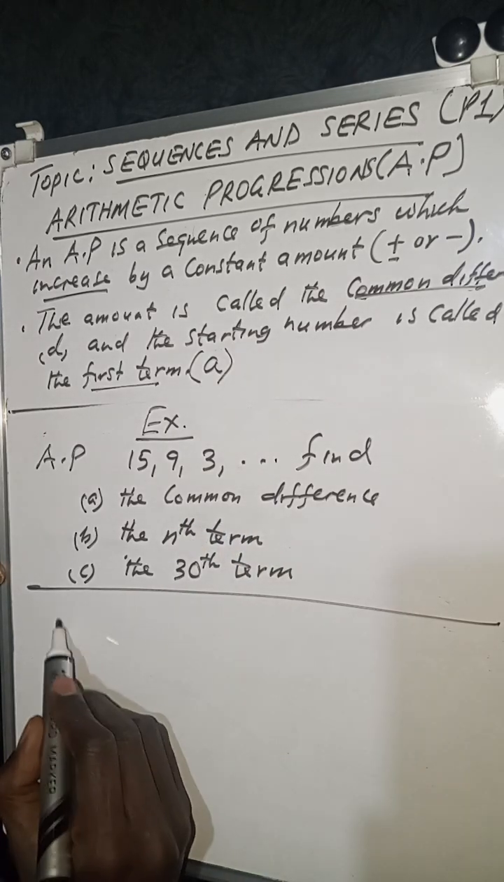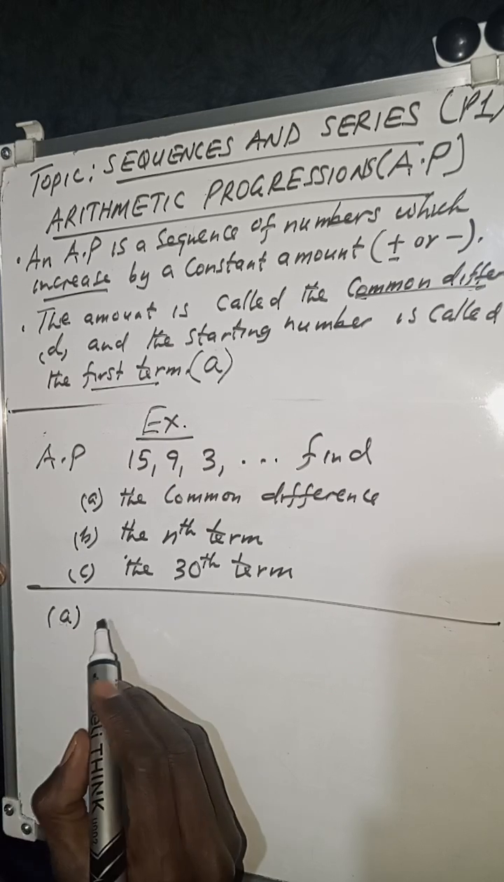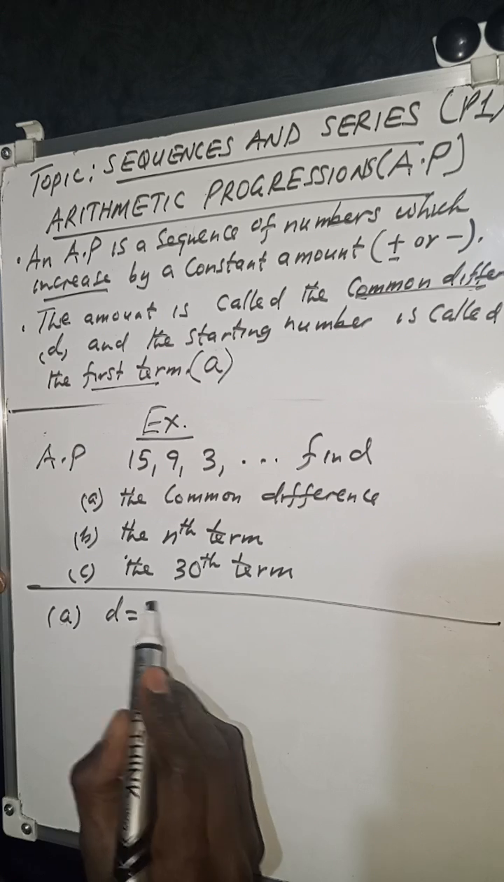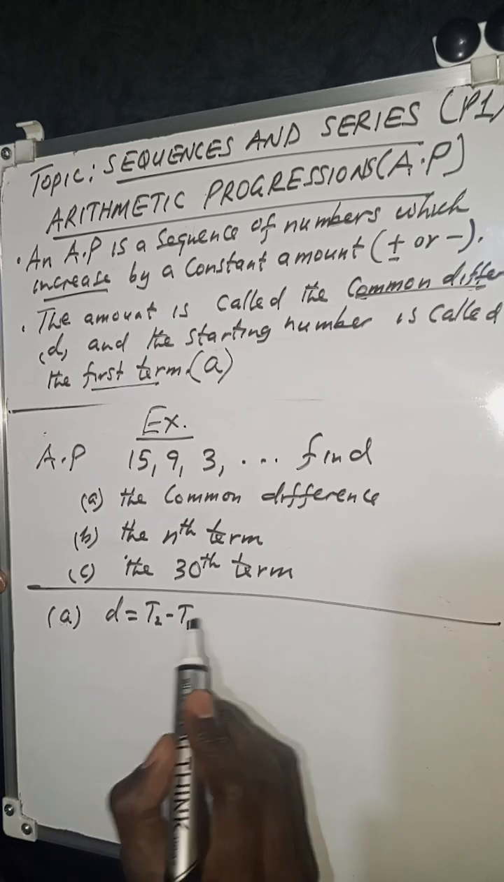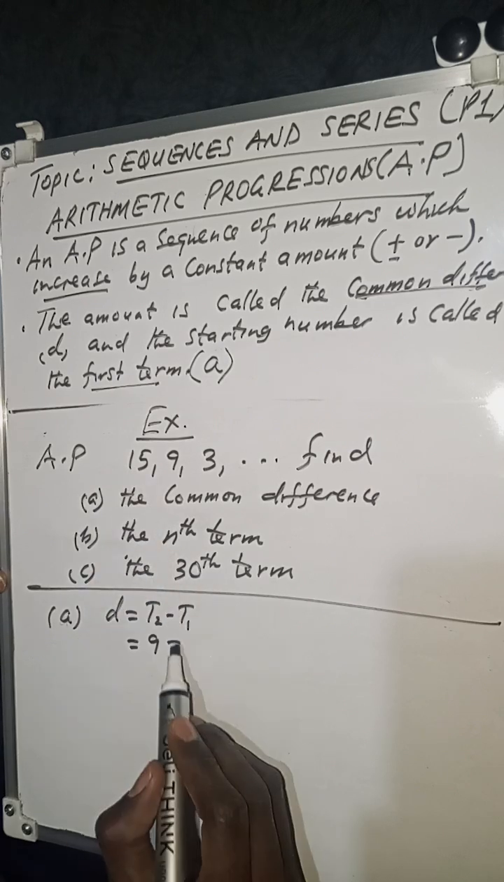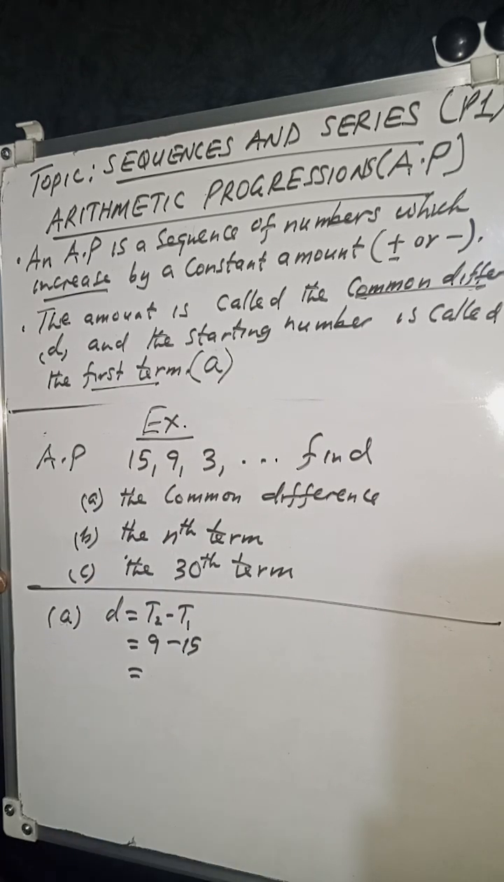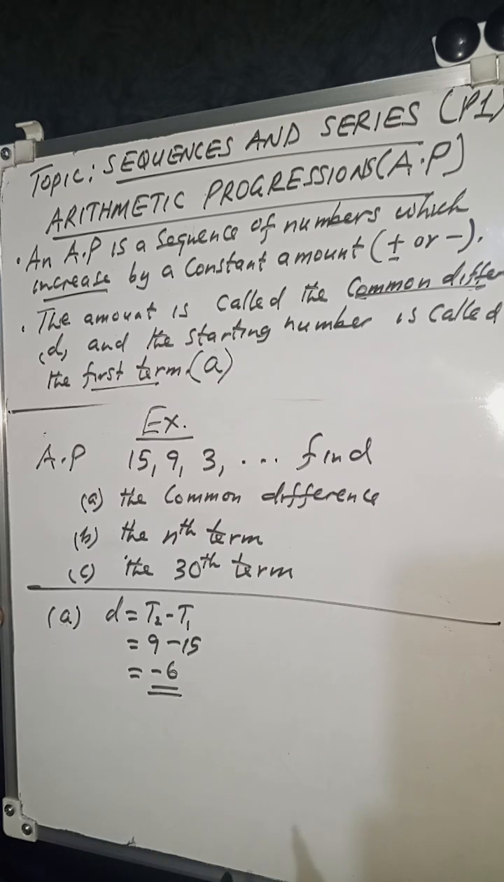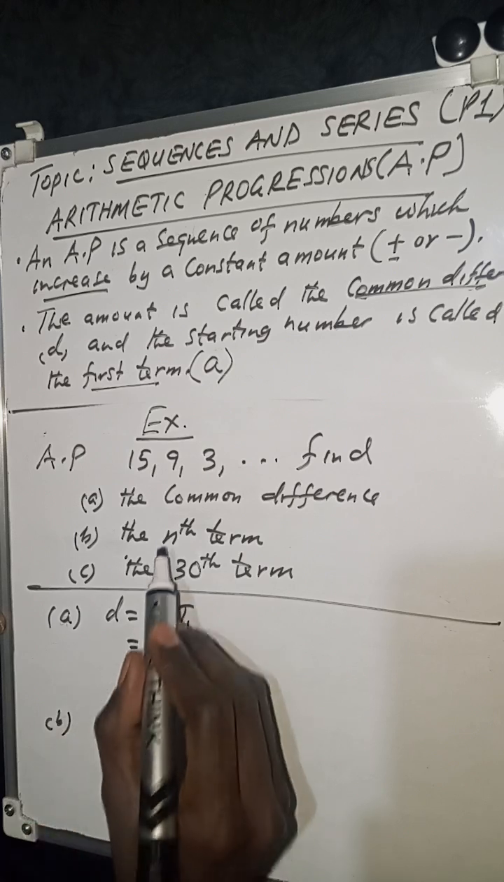Well, it's very simple. The first one tells us to find the common difference. So they have given us this sequence there. So the common difference is always T2 minus T1. So in my case, it will be my T2 is 9 minus 15. So what is 9 minus 15? That will give me a negative 6. That's my common difference.